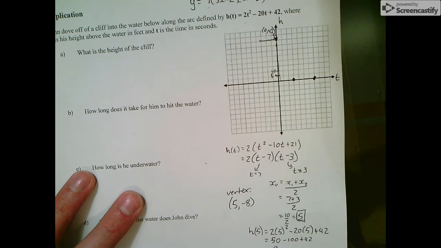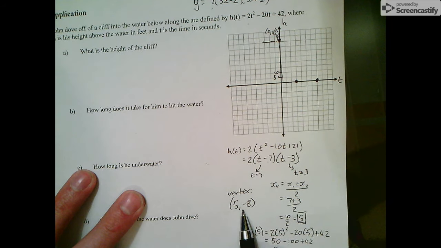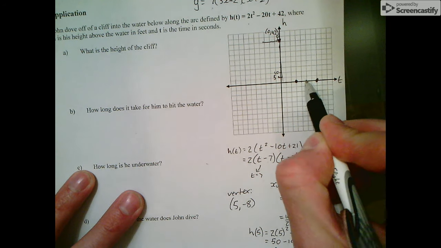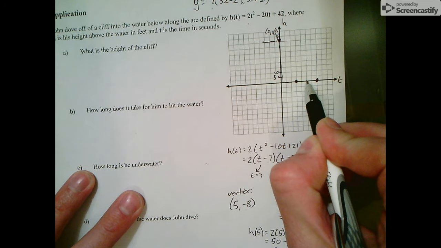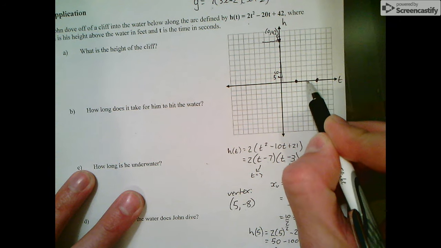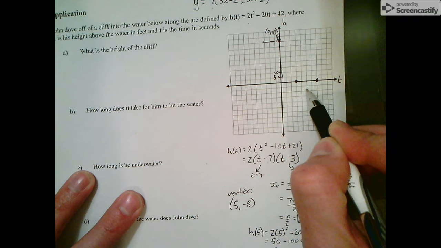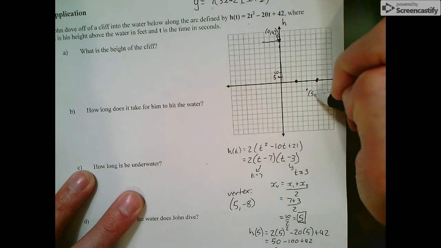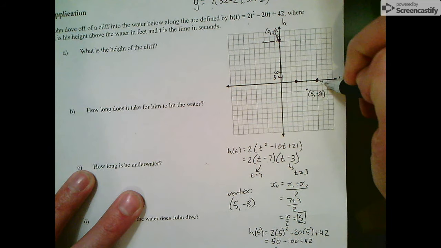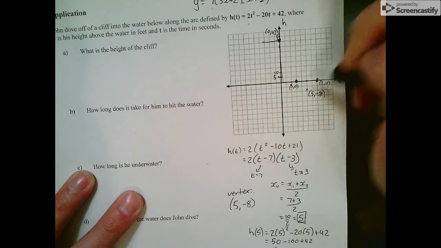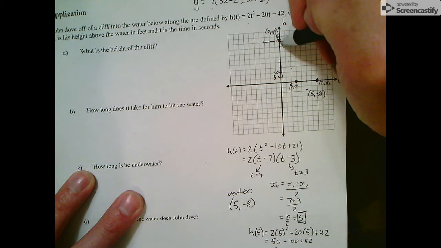And I have to graph my vertex, which is (5, -8). So 1, 2, 3, 4, 5. Notice it landed right between those two, dead center. Lovely. And I got to go down to minus 8. So it's minus 5, minus 10, so minus 8 is about there. I'm just going to label it: (5, -8), this is (7, 0), this is (3, 0). And so I'm just going to sketch my curve now.